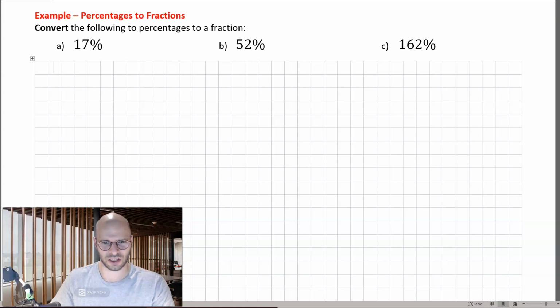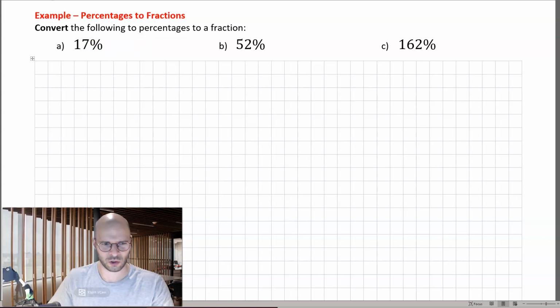Welcome back to this video series on the topic of percentages. In this lesson, we'll learn how to convert a percentage back into a fraction. To do this, we're going to look at three examples. First example, we have 17%. We wish to convert 17% into a fraction.